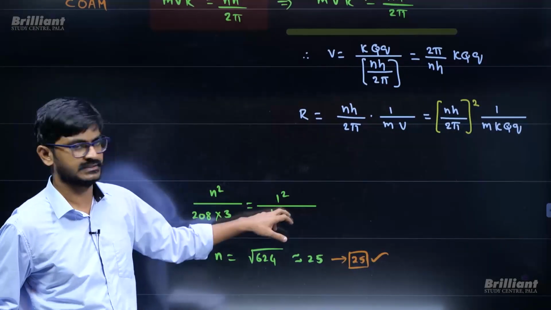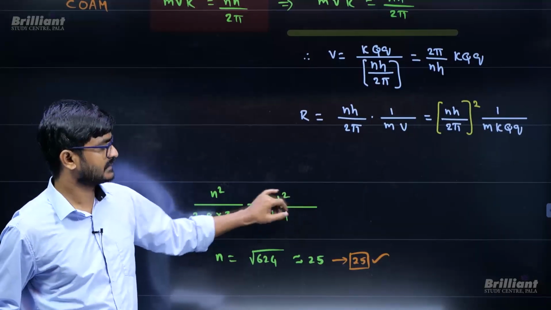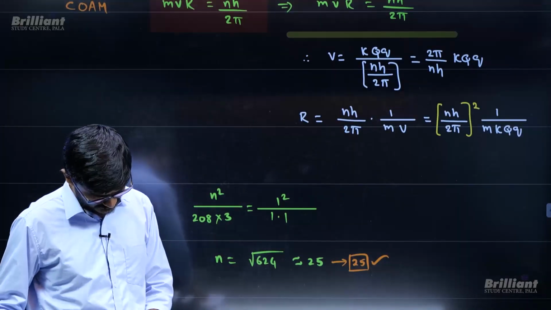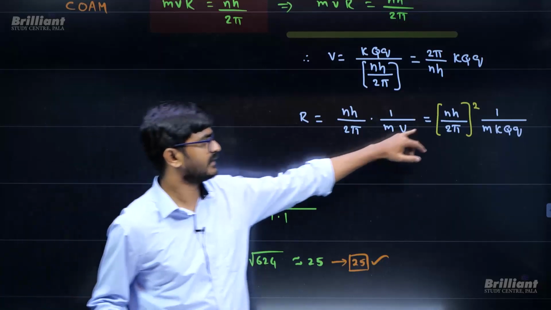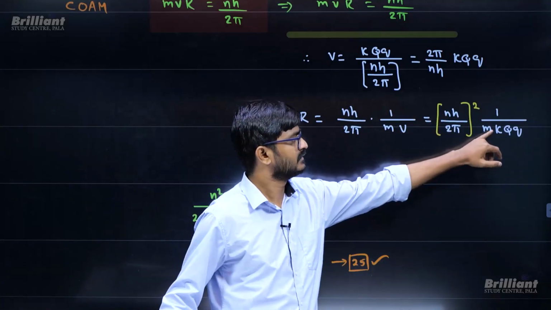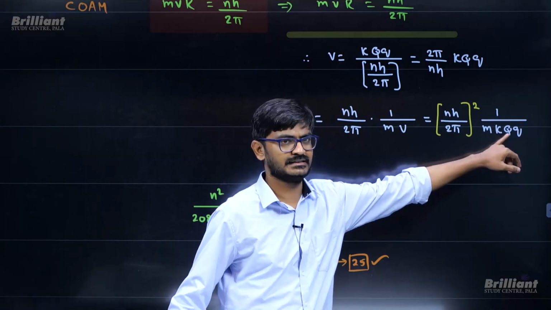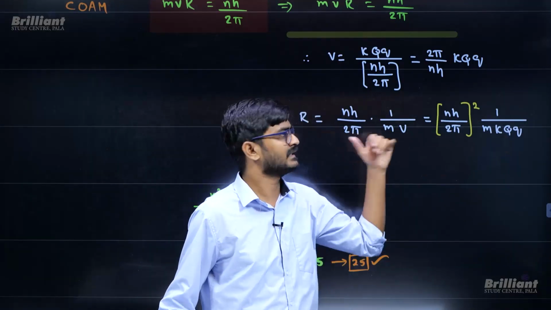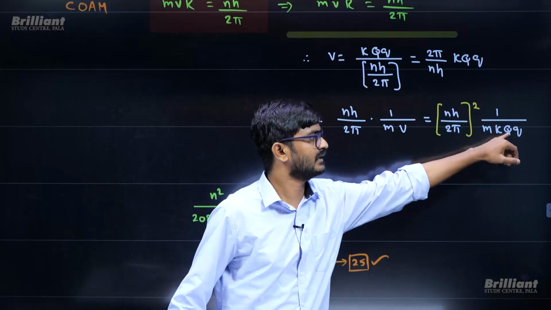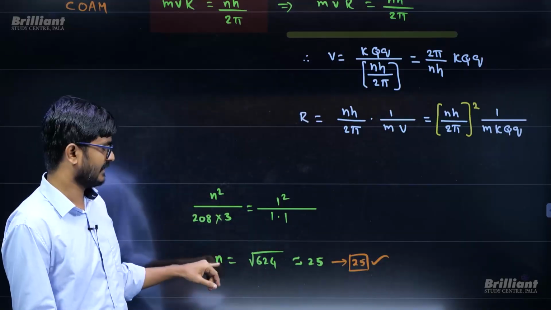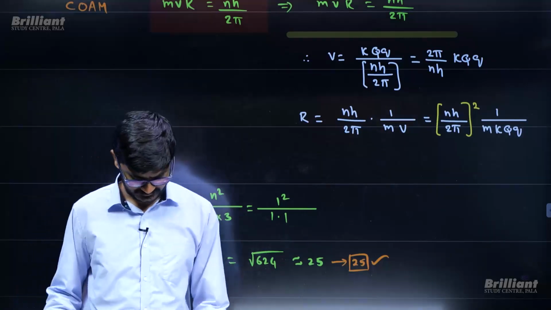For hydrogen it is this. They said the first Bohr orbit. For the first Bohr orbit n will be 1, m will be the mass of the electron, and this is the charge of 1 proton. But in this case, n square, 208 m and 3, from there you will be getting the n value approximately 25.